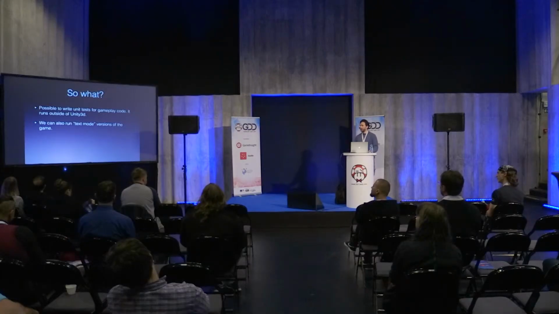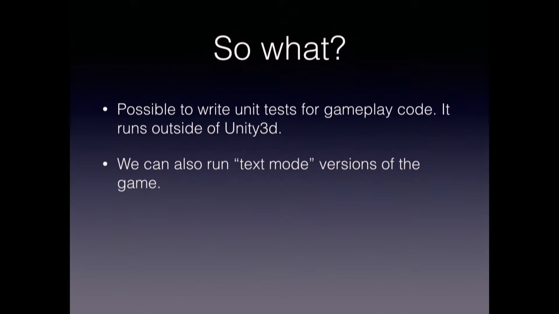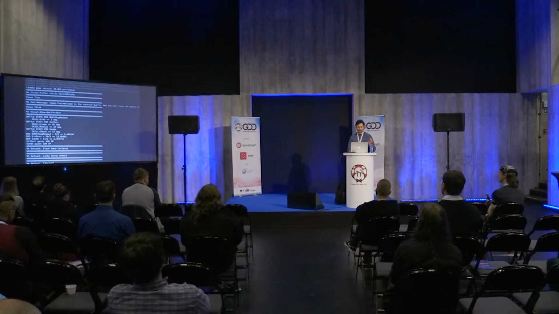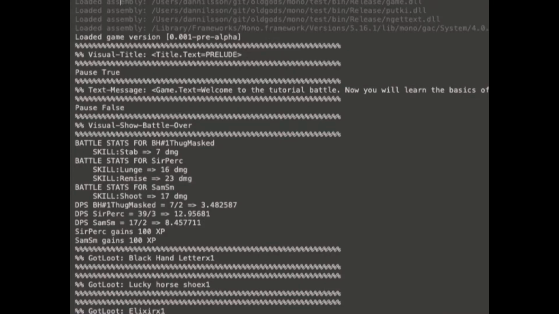So that leaves us with two things. We can write unit tests, and there's the text mode. I call it the text mode version of the game. I always loved making text mode versions of my games, even if they're graphical. And this is kind of what it looks like. That's the game you saw screenshots from, and this is the text mode version of it.